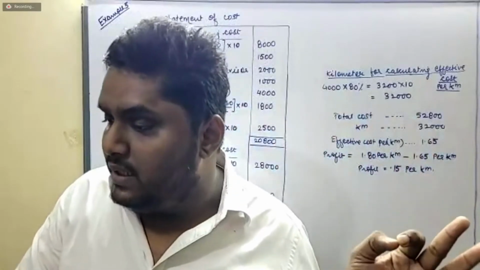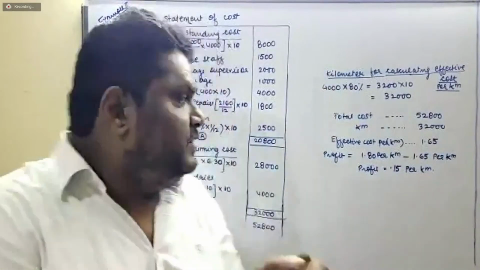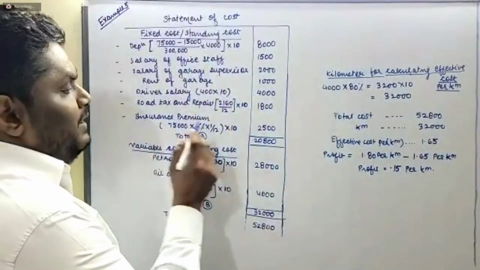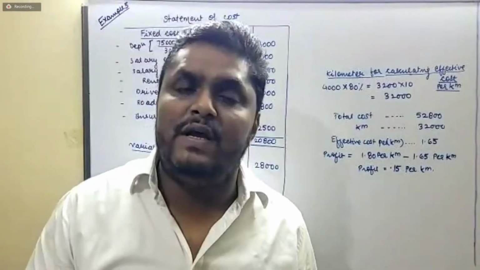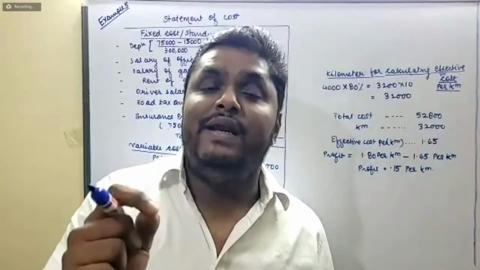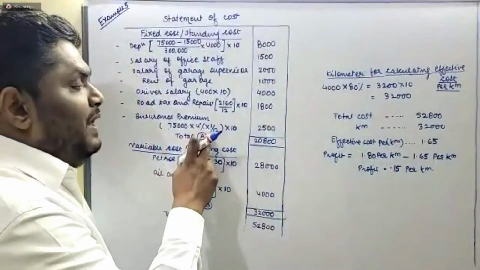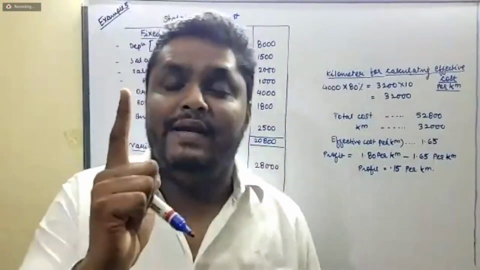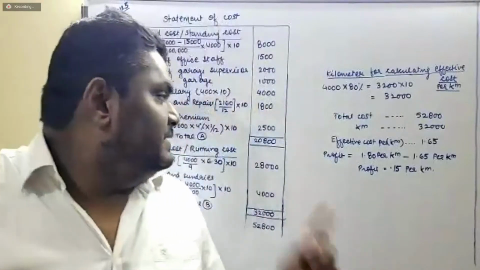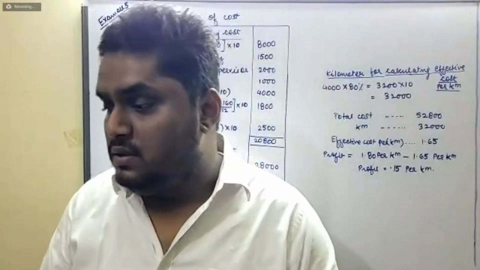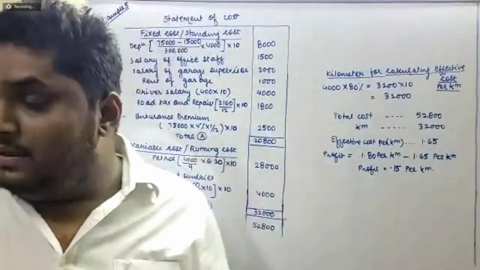The next query is, sir, why is there 1/12 in the calculation of insurance? Here the cost of taxi is 75,000. The rate of insurance is given at 4% per annum. So 4% per annum divided by 12 will give the monthly insurance cost per taxi. Into 10 taxis, this is how we will get the total insurance cost. Yes, Jyoti Jha, 20,800 is the fixed cost.